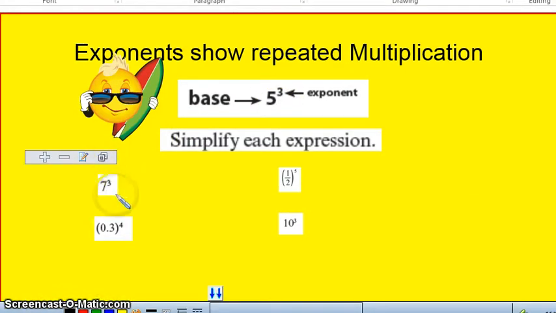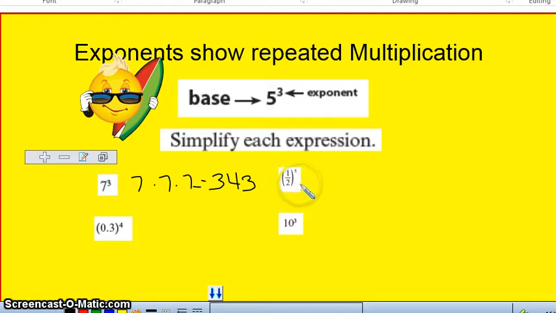Now let's look at these examples. This is 7 to the third. 7 is what we're multiplying, and 3 is how many times we're multiplying it. So we do 7 times 7 times 7, which gets us 343.